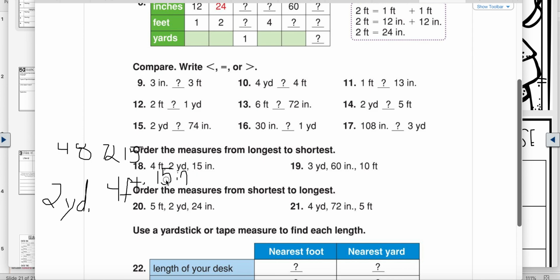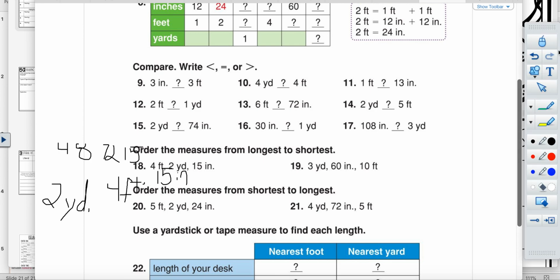So you have to get these into the same measurement in order to put them from greatest to longest to shortest, or shortest to longest. I know that's really difficult to understand at this point, but I think you guys can do this.